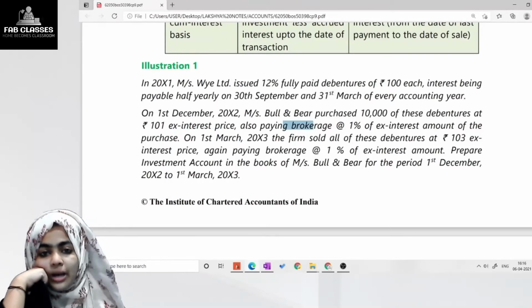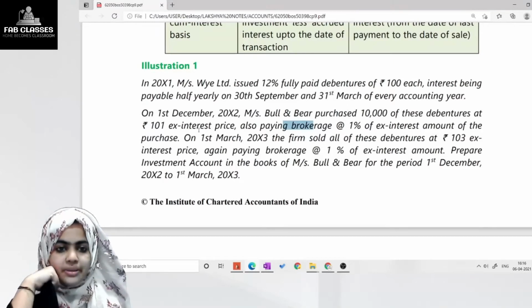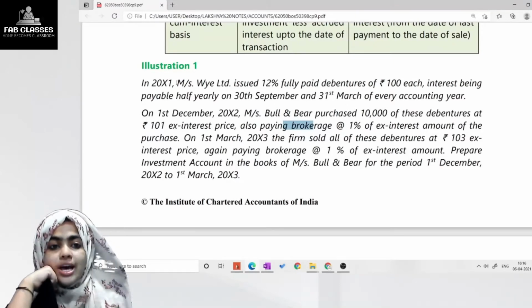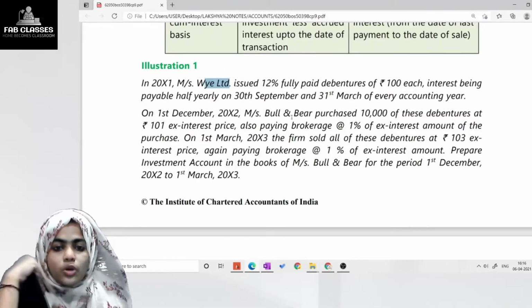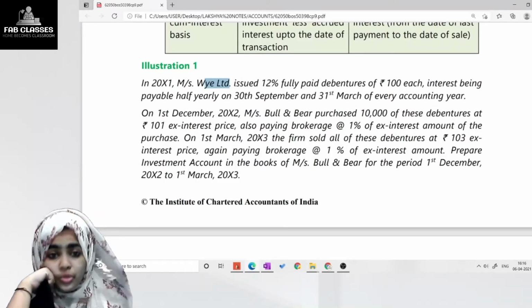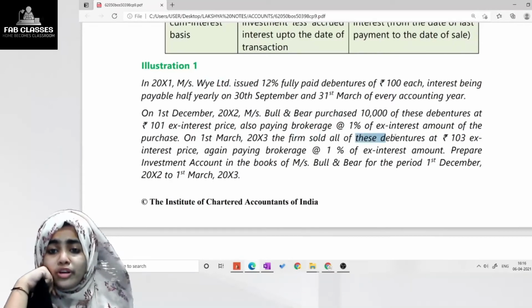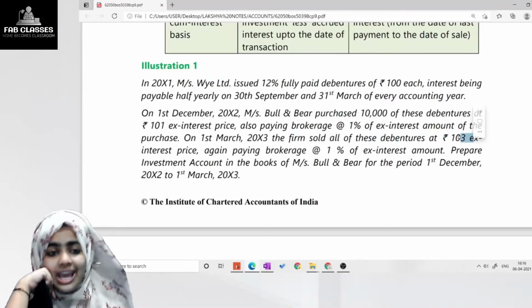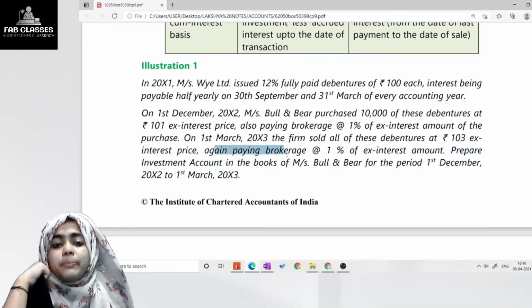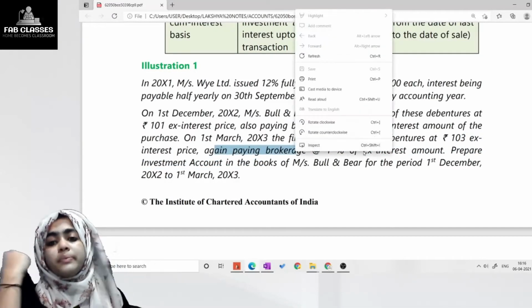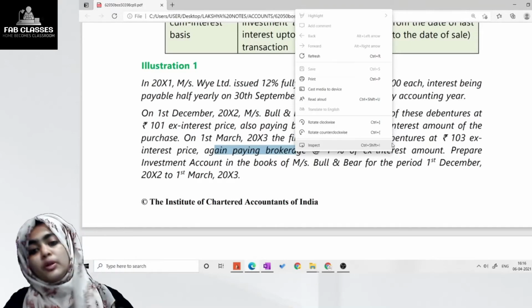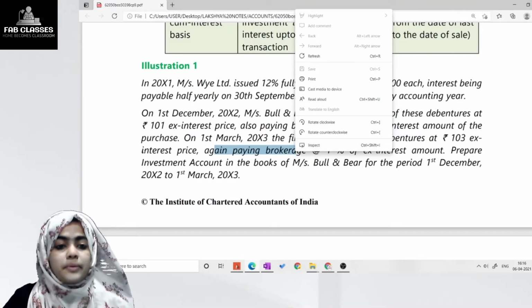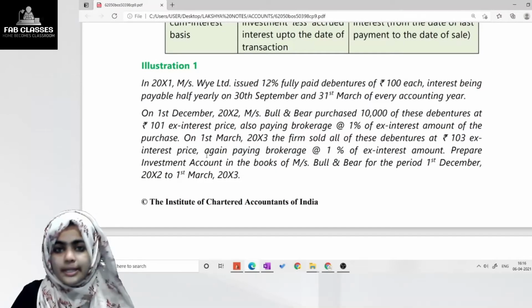So, Mrs. Bull and Beer purchased 10,000 of these debentures. We have invested in the debentures of Mrs. Y Limited at 101 X interest price, also paying brokerage. On 1st March 2013, the firm sold all of these debentures at 103 X interest price, again paying brokerage at 1% of the X interest amount. Prepare investment accounts in the books of Mrs. Bull and Beer for the period 1st December 2012 to 1st March 2013.